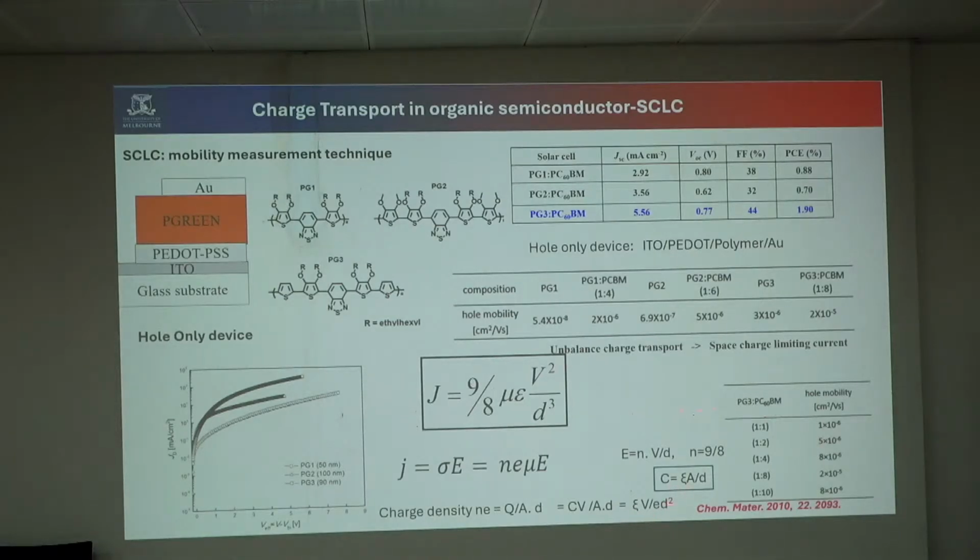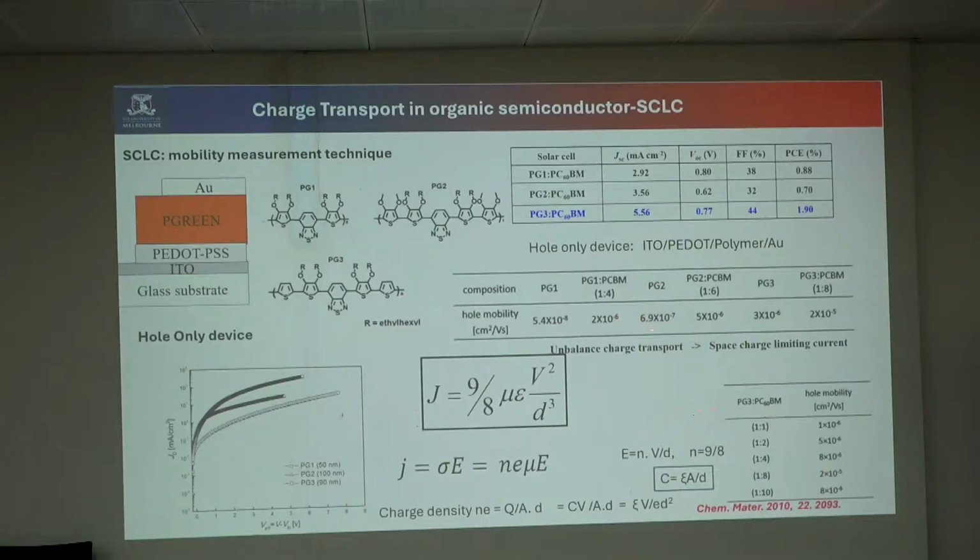So if you apply this N e to this application, and E is voltage divided by time, then finally we get this formula. We start from this one and finally end up with this relation by using this current and voltage curve. This is the space charge limited current. Then we deduce the charge carrier limit.